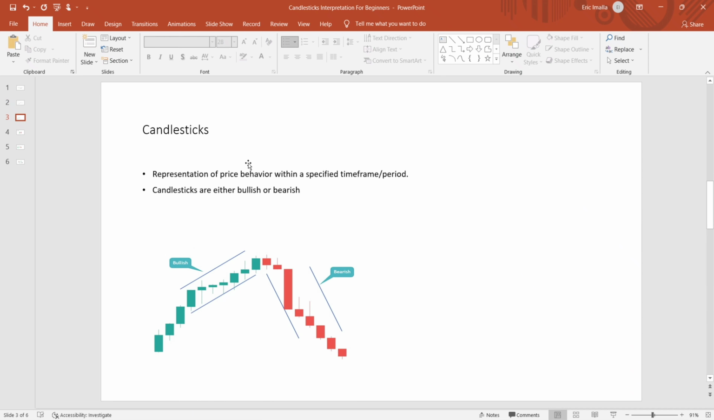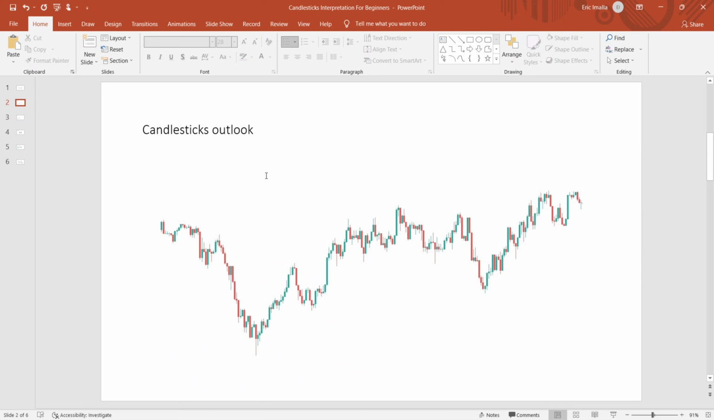Basically, candlesticks are simply a representation of price behavior within a specified period of time, or rather within a specified time frame. For example, if we look at our chart here, let's assume we're using the 1 hour time frame. It simply means that each candlestick here represents the behavior of price within the last 1 hour. So for example, if this candlestick is green, which in this case means that the market was buying, it simply shows that within the last 1 hour the market was bullish. Same to this, same to this. When the candlestick is red, it shows that within the past 1 hour the market was bearish. So that's the definition of candlesticks.